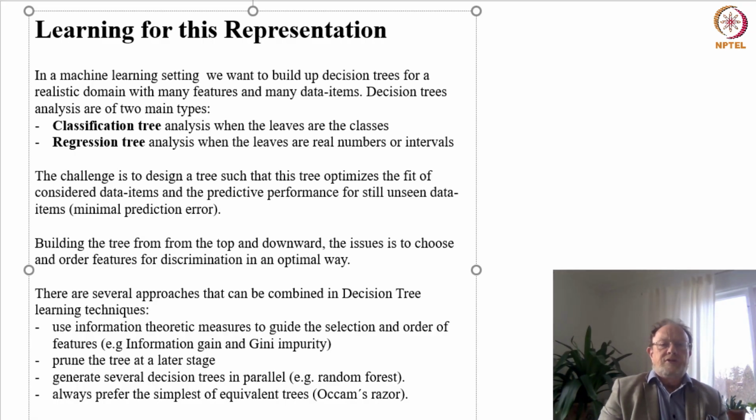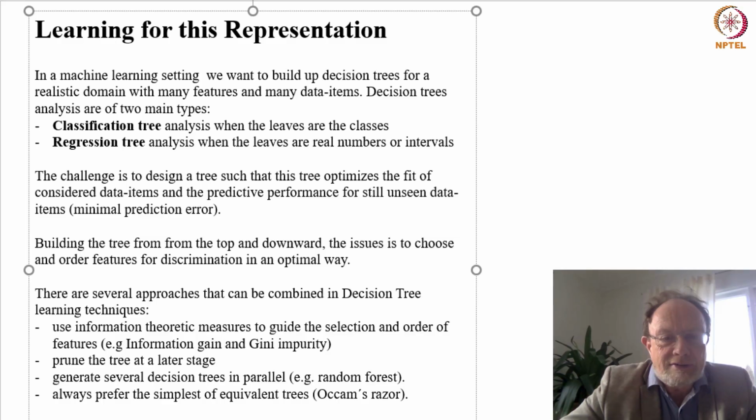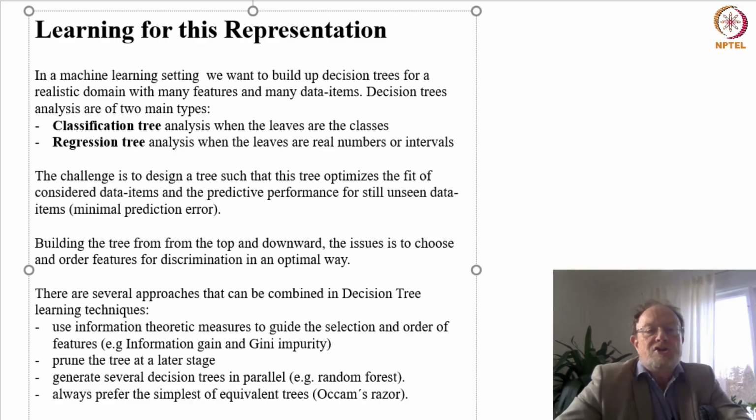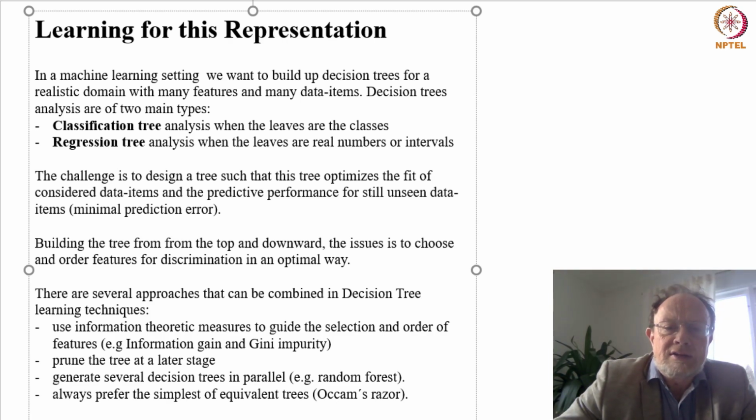If we now turn to learning for this representation, which means that we want to build up a decision tree for a realistic domain with many features and many data types, then we consider two kinds of decision tree analysis. One we can call classification tree analysis, where the leaves are the classes or categories that we want to define, or regression tree analysis, when the leaves are intervals or real numbers. The challenge is to design a tree that optimizes the fit of the considered data items and the predicted performance for still unseen data. Minimal prediction error is aimed at.